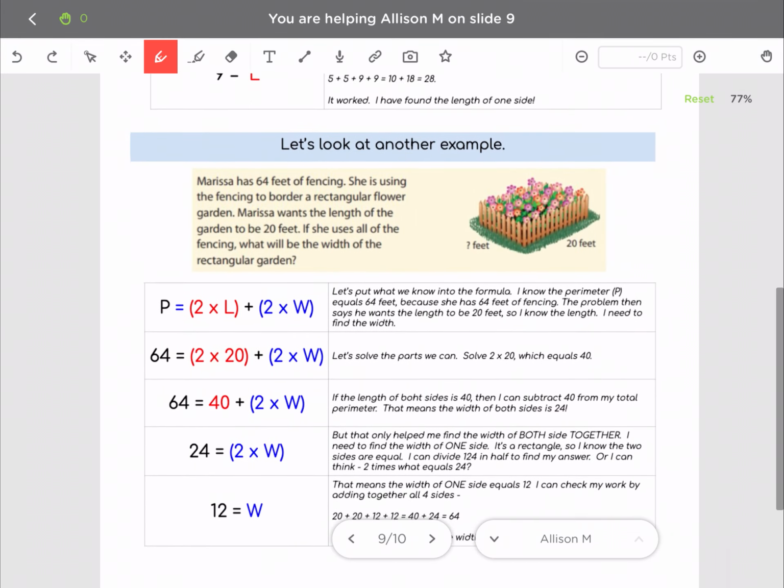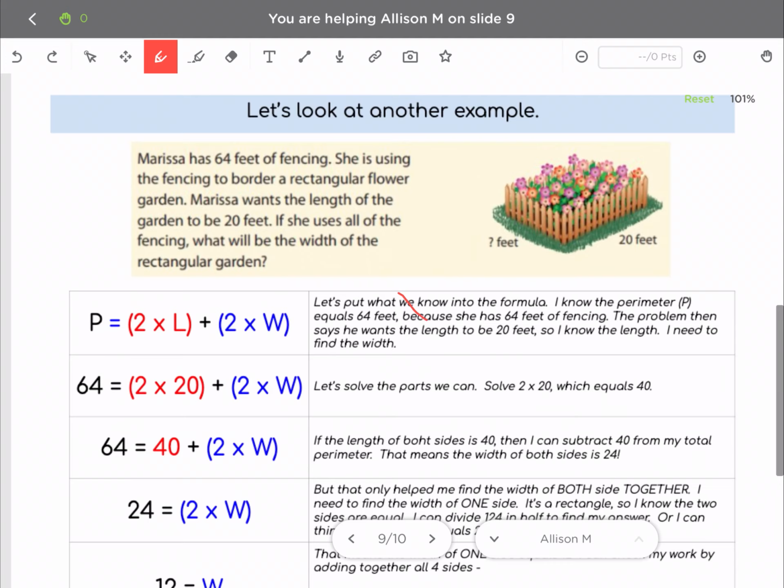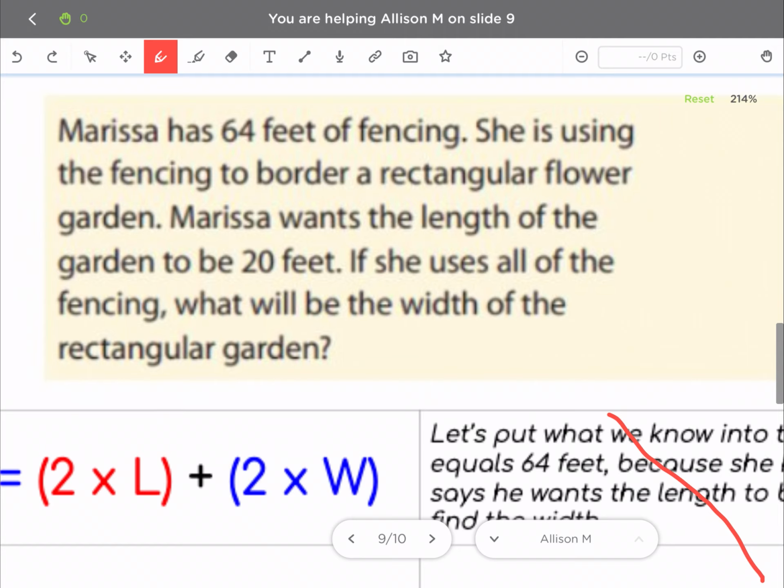Here's another example. Marissa has 64 feet of fencing. 64 feet, that's important. I'm going to underline that. She is using the fencing to border a rectangular flower garden. It's a rectangle, so I'm going to draw a little rectangle right here.